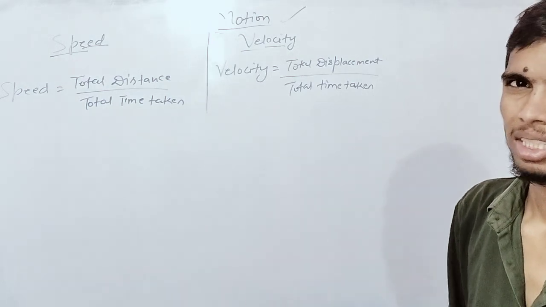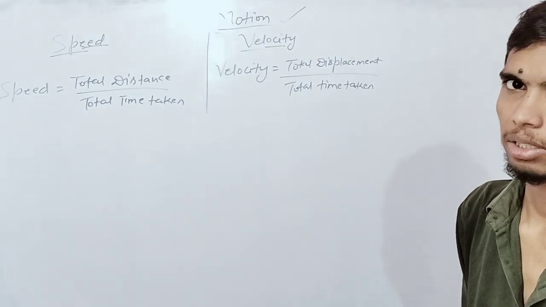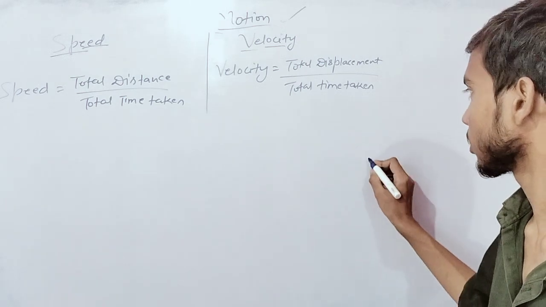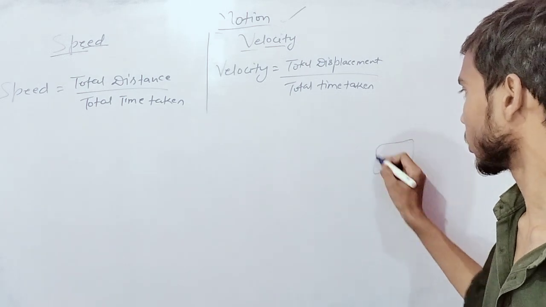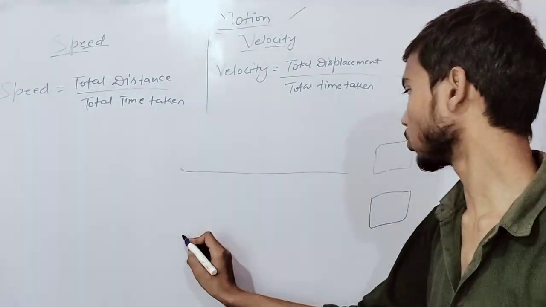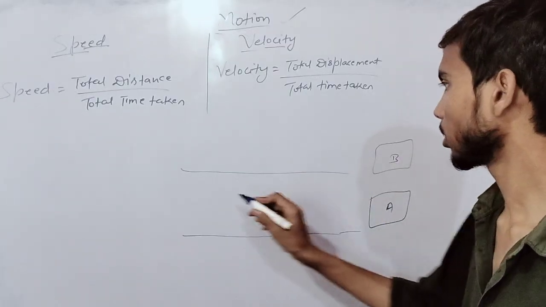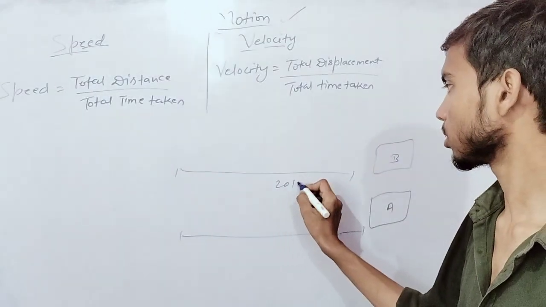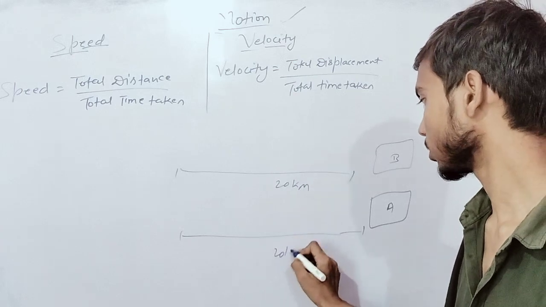But that will not be sufficient to tell. Take two trucks, you can say two vehicles. This is a road, A, B. Clear? And from here to here is how much? It is 20 kilometers. This is also 20 kilometers. Clear.